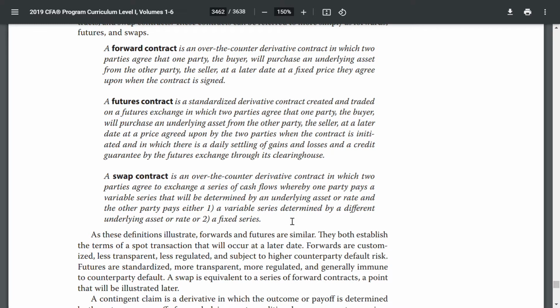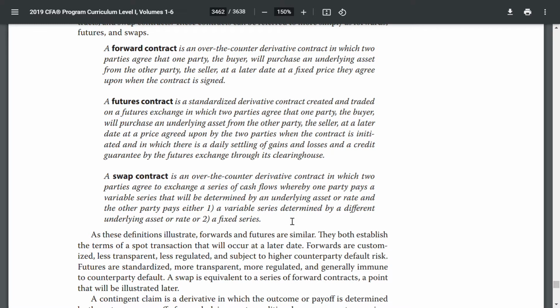and traded on a futures exchange in which two parties agree that one party, the buyer, will purchase the underlying asset from the other party, the seller, at a later date at a price agreed upon by the two parties when the contract is initiated, and in which there is a daily settling of gains and losses and a credit guarantee by the futures exchange through its clearinghouse.